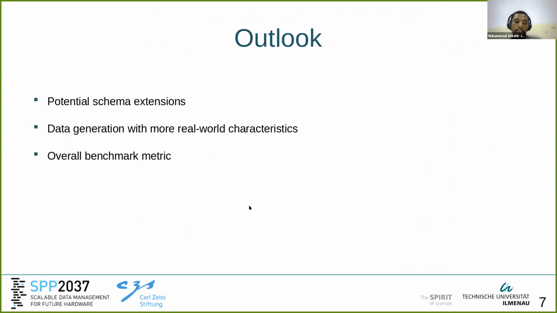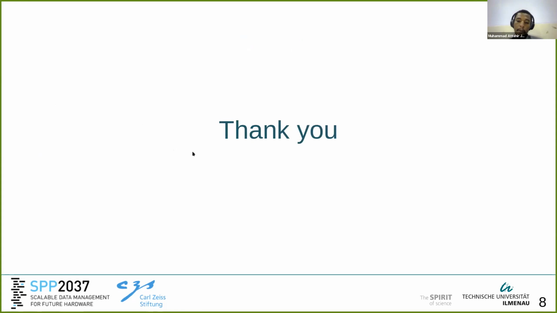Of course, there are things to do. There are potential schema extensions. You can think of it as targeted at the e-commerce domain, so we could extend it with feedback from customers, such as a customer likes a certain product and so on. Also the data generation needs to generate data that has more real-world characteristics, and we also want an overall metric which would facilitate comparison between different systems. So this is the end of my presentation, and thank you for your attention.